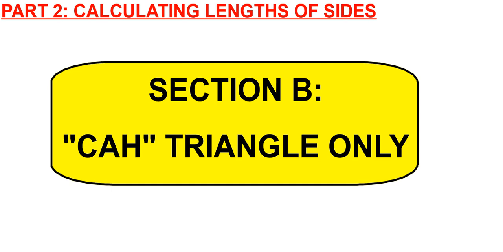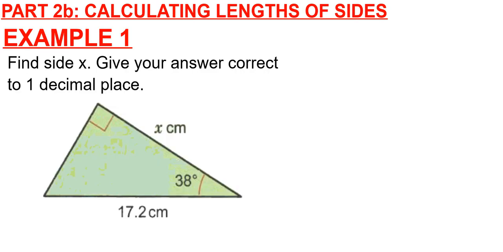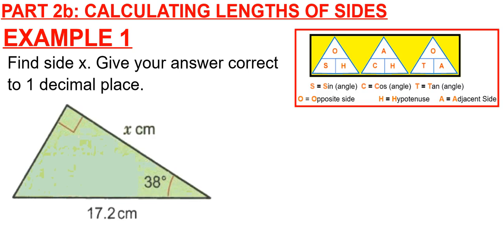Next up, let's have a look at using this CAH triangle. The idea I want you to see is it's pretty much all the same idea, whether it be a sin, a cos, or a tan. It's still a magic triangle, always going to be the same idea. Anyway, first example is to find side x and to give the answer correct to one decimal place. So, once again, get the triangles up and ready.